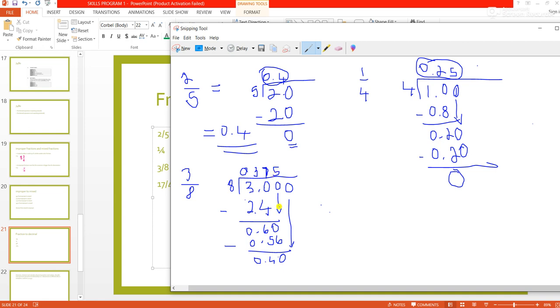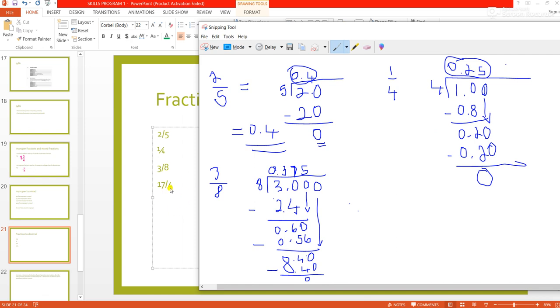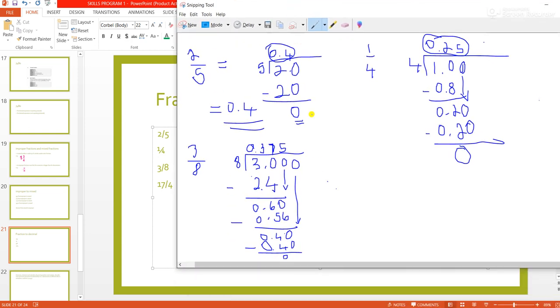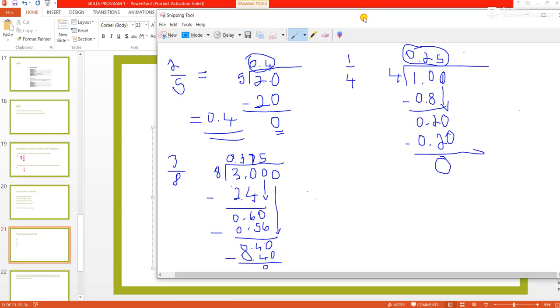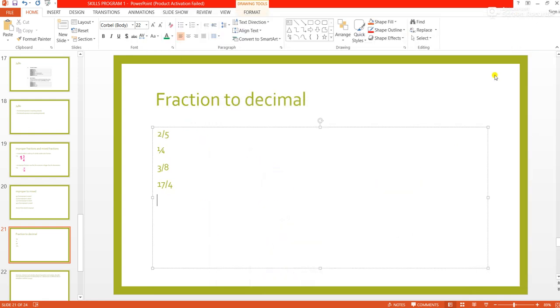You write the 5 at the top. 5 times 8, that is 40. And when you minus these two, it will give you a 0. So the final answer is 0.375. So that is it in terms of converting from fraction to decimal. I would like you guys to attempt this: 17 over 4, convert it from fraction to decimal. So that's it with this exercise. So let's continue.